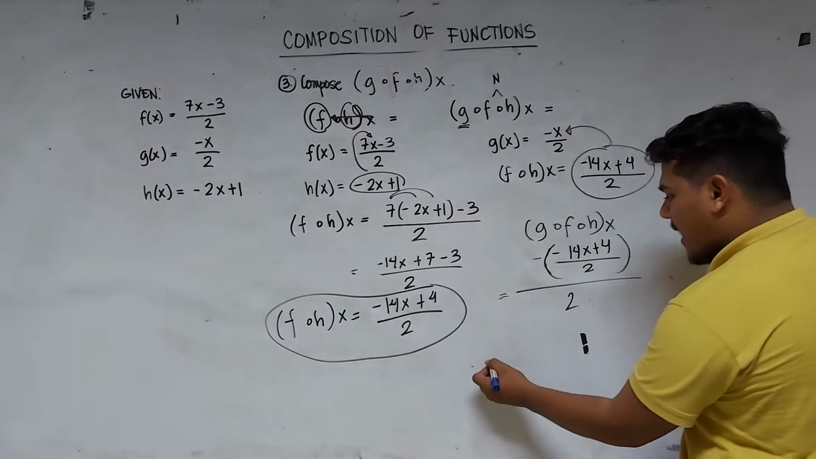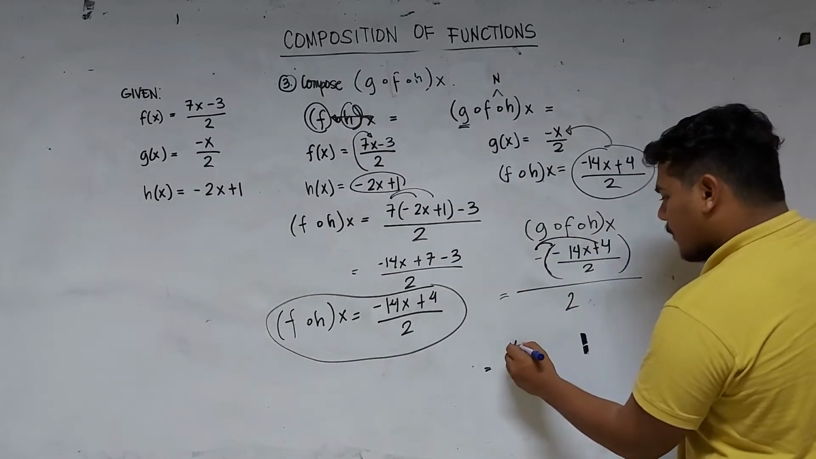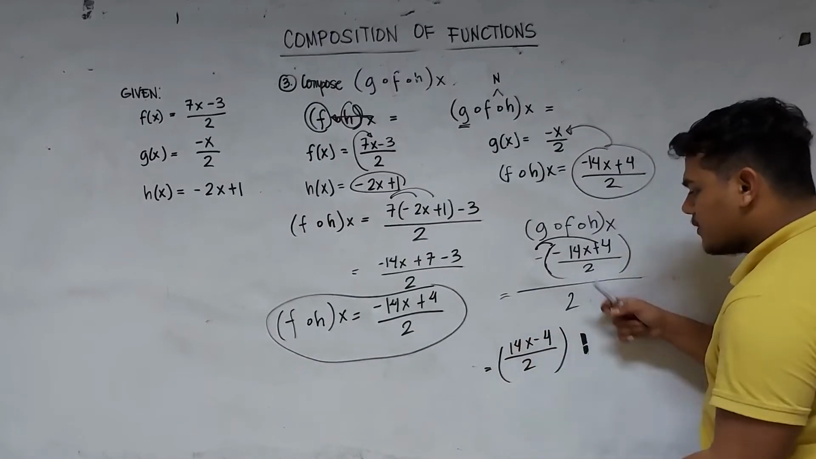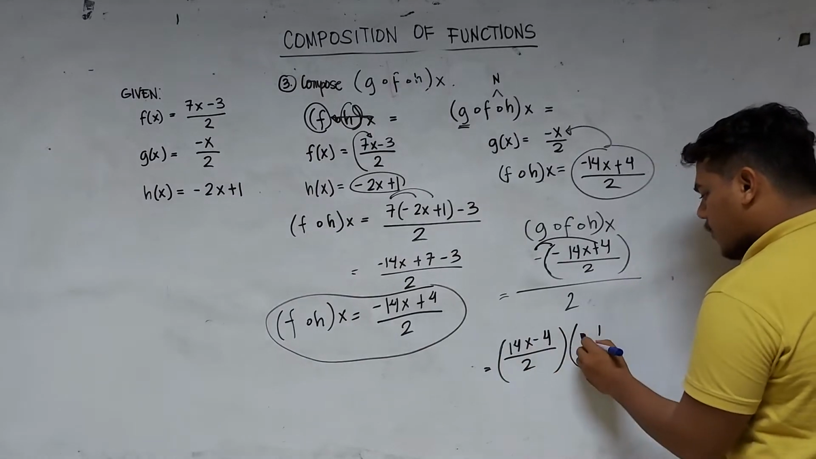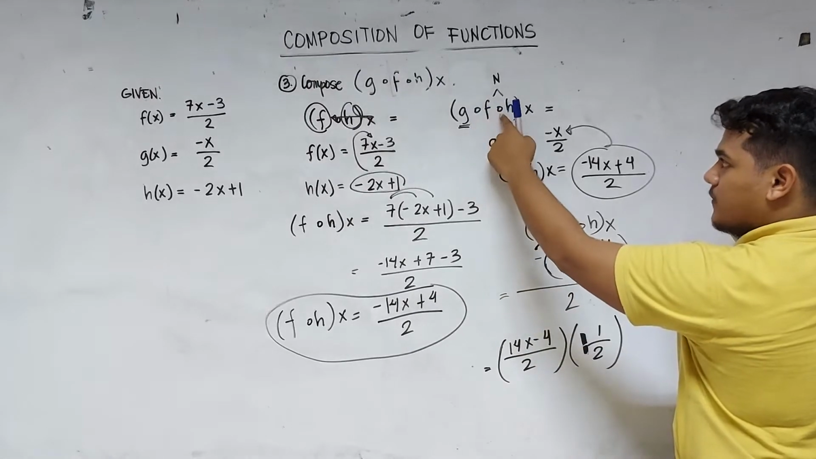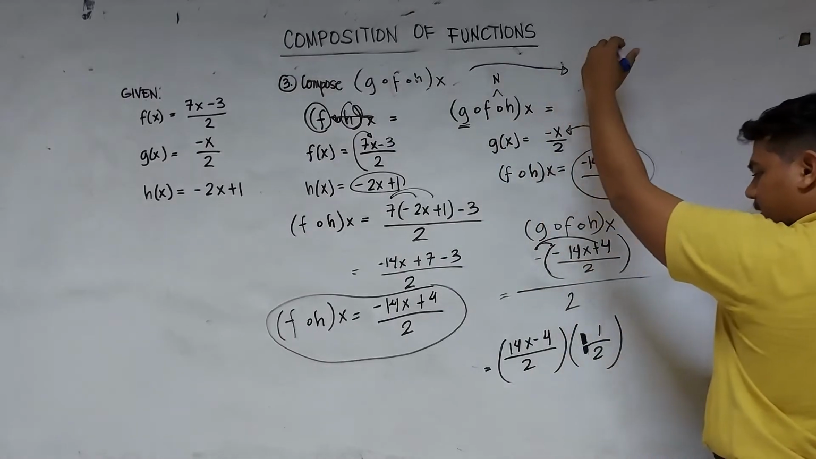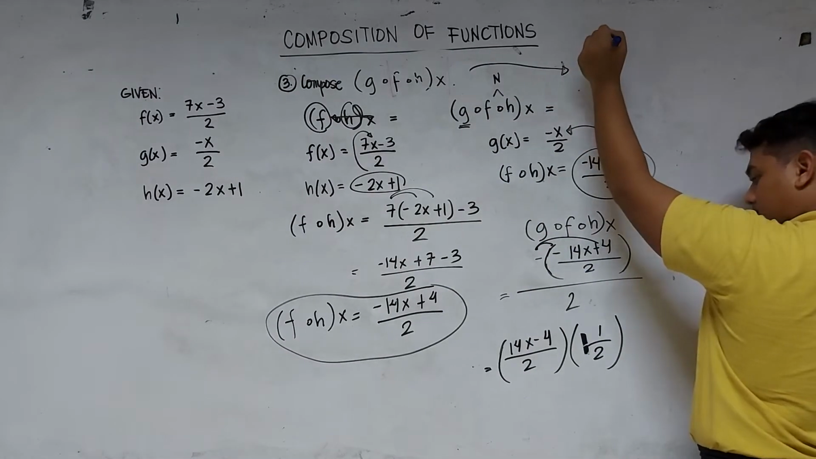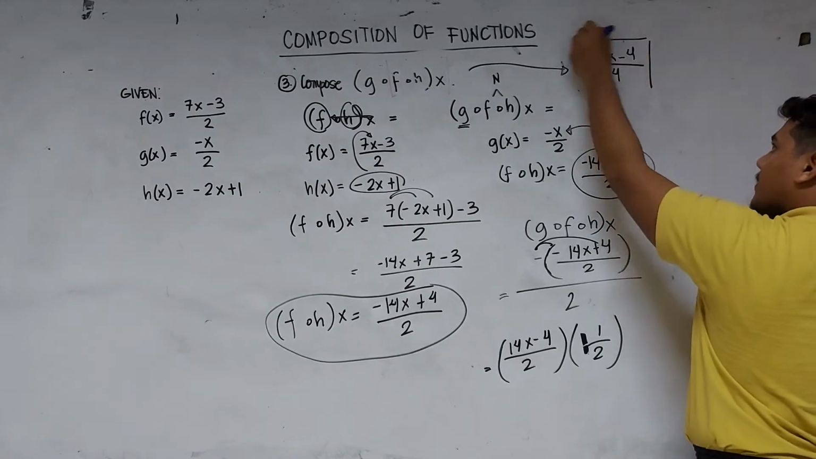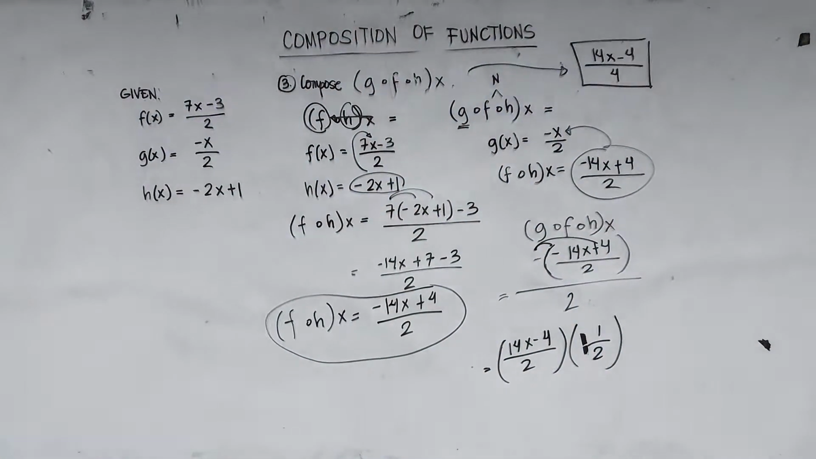Okay, let's continue. Combine like terms. Therefore, this becomes positive 14x minus 4 over 2 times, what happens to the denominator? Reciprocate, 1/2. So the final answer for g composed of f composed of h of x is equal to 14x minus 4 over 2 times 2, which is 4. That is your final answer. Okay, let's check, because as I've said, we are very spontaneous with our problems.